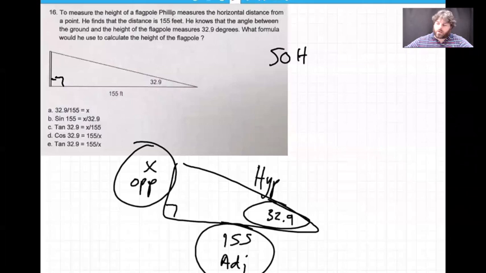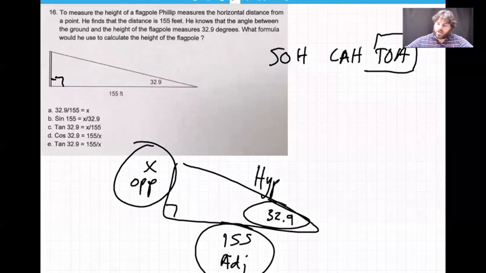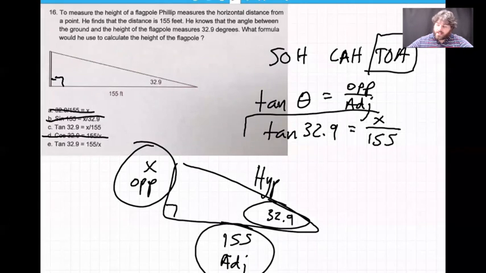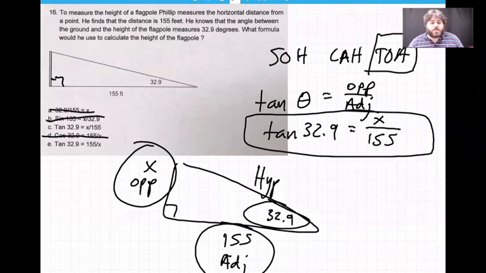Remember from our little acronym here, SOHCAHTOA, that when we're dealing with opposite and adjacent, that's always tangent. That's what the OA stands for. But right now, I can cross out A, I can cross out B, I can cross out D. It's one of these two, right? So the tangent of the angle is the opposite side divided by the adjacent side's lengths. So we know the angle, so we plug it in. So tan 32.9 equals the opposite, which we don't know, over the adjacent 155. And that's where we actually stop. If we wanted to solve this, we'd do tan inverse of both sides, but we don't really care what x is. We just want the formula. So that's why it's going to be answer choice C.